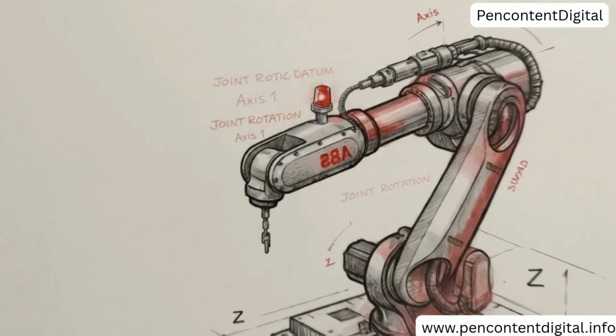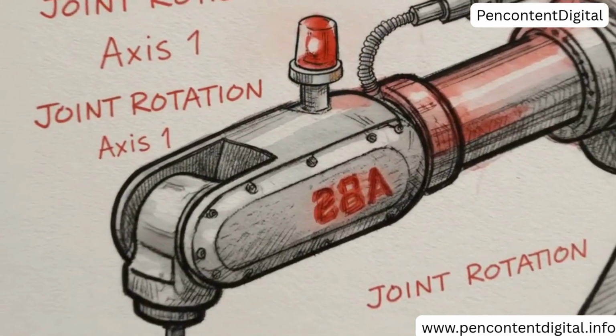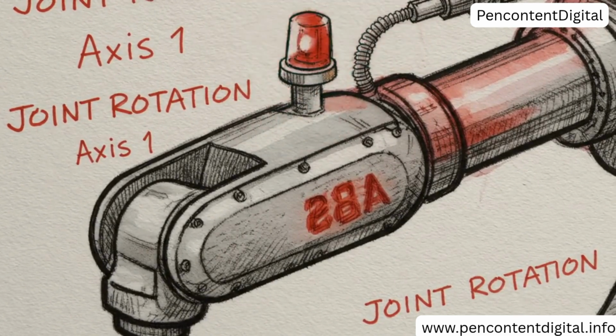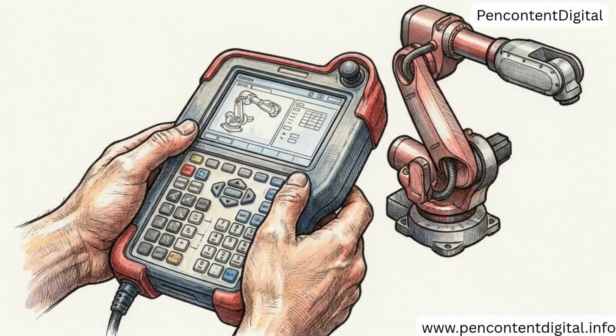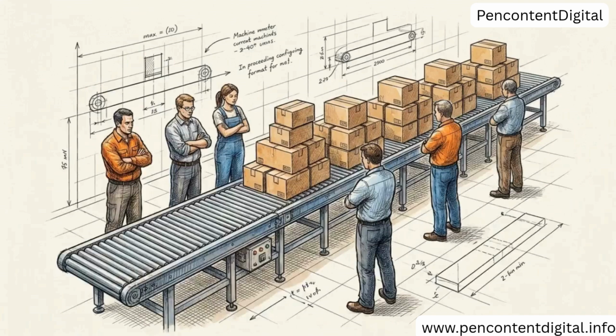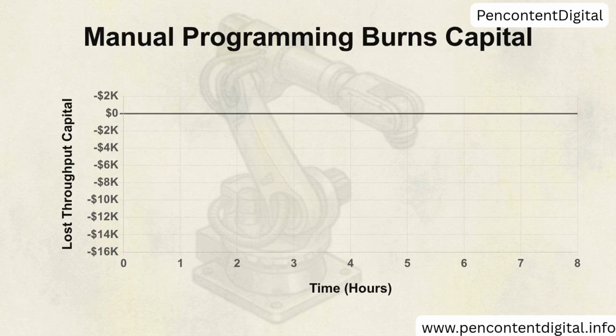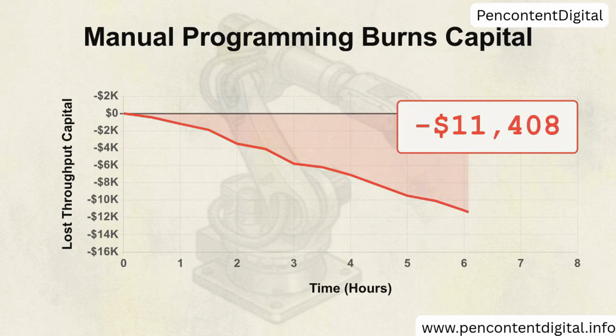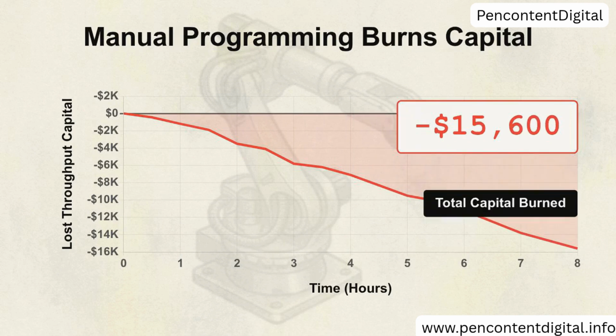To program an industrial robot on the factory floor, you have to completely halt the production line. The machine must be taken offline, manually jogged into position, and taught its specific movements point by point. While the arm is stationary, the surrounding workflow stops. Every hour an engineer spends coding on a physical teach pendant translates directly into lost throughput, burning capital just to prepare the hardware for work.